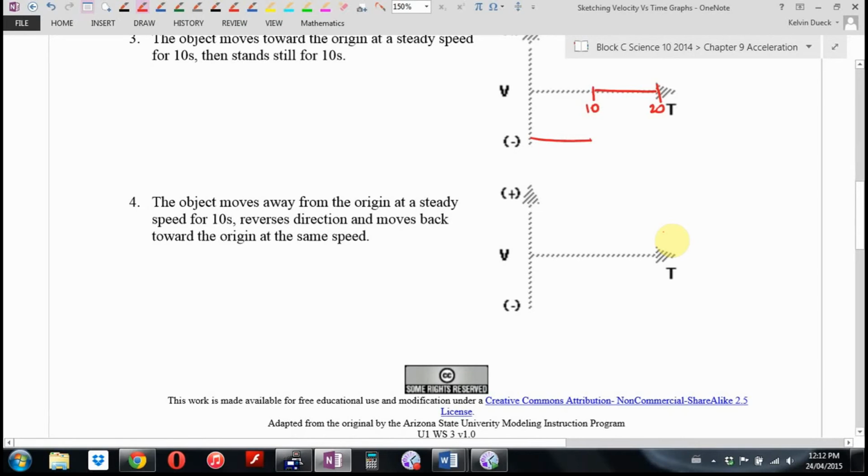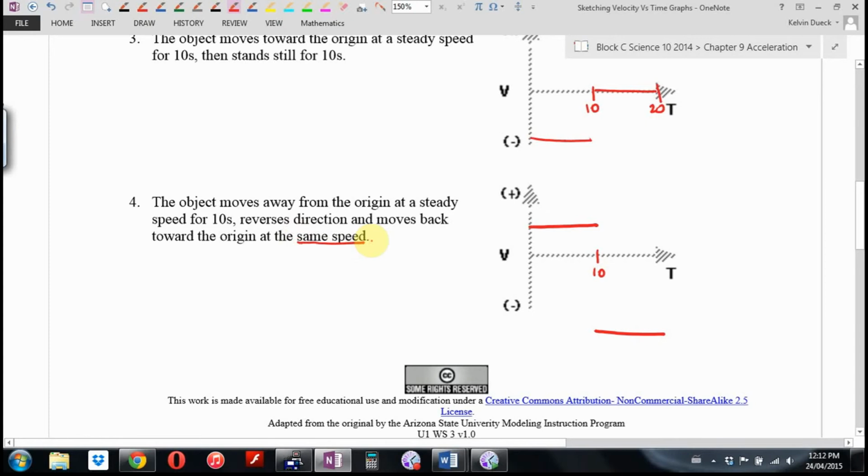The object moves away, I'm going to say forward, at a steady speed for 10 seconds, reverses direction, there's my backwards, and moves back to the origin at a steady speed. So here's 10 seconds. I'm going to make a mistake, see if you can tell me why this would be wrong. Is my velocity negative? Is my velocity below the x-axis? So that is backwards.